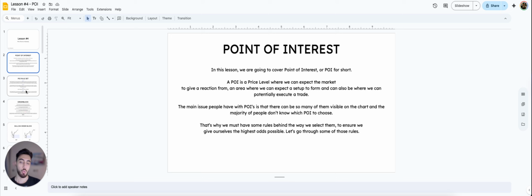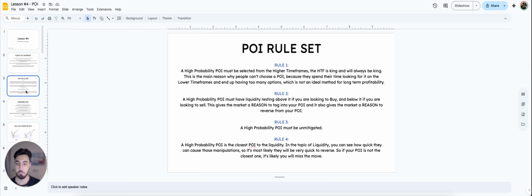I'm going to teach you the rules that I use to take my POI. There are 4 different rules. Rule 1: a high probability POI must be selected from a higher time frame. The high time frame is king and always will be king. This is the main reason people have trouble choosing a POI: they spend their time looking for it on the lower time frame and end up with too many options, which is not an ideal method for long-term profitability. So you should take the POI on a high time frame.